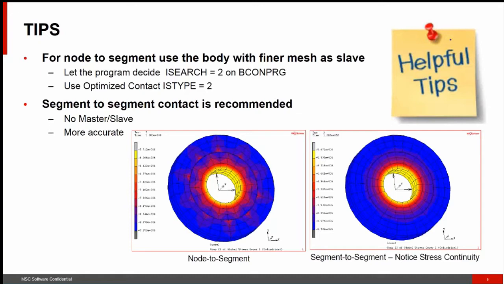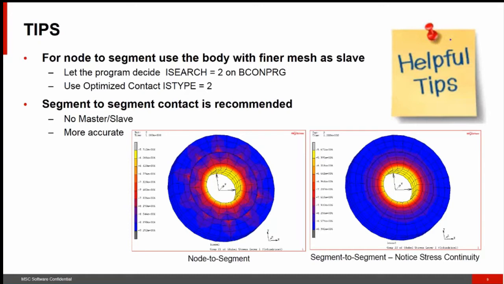So while both methods are very accurate and can give you good solutions, the node-to-segment technique relies on a discrete numerical method, while the segment-to-segment uses a continuous approach. So in this case, you will get a better stress continuity with segment-to-segment. So you can see here from this image, the one on the right-hand side, we see a smoother stress plot, and so we have this better stress continuity in comparison to the node-to-segment.